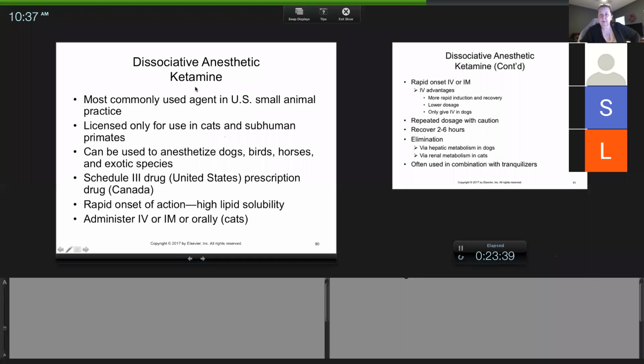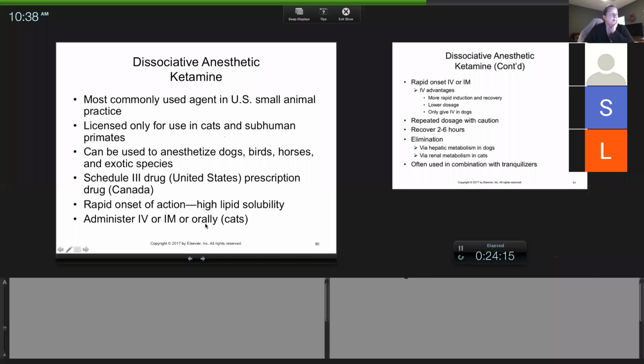Ketamine is the most common one used. Interestingly enough, it's licensed for use in cats, but people use it in horses, primates, pigs. I mean, it's used in a lot of species. It's a Schedule 3, so it's not a Schedule 2, but it is a Schedule 3, has to be recorded, and it has a high abuse potential. I mean, there are clinics that have definitely gotten broken into, and the only thing they stole was ketamine. So that's what they were looking for.